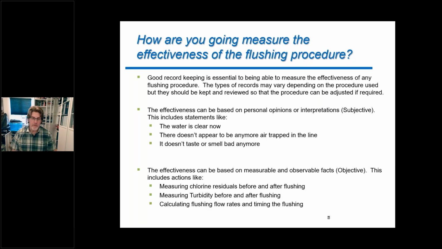What we would like to do is move into things where we're measuring, using instruments to help us collect actual data. It could be very easily, hey, there was no chlorine residual when I started flushing, and now the chlorine residual is 0.4 milligrams per liter, or whatever my target was. Perfect, I have flushed for long enough. Or my turbidity has gone down below 1, so my flushing must be complete. We can also look at calculating our flushing flow rates and timing the flushing if we have the right equipment, and we'll look at some of that equipment shortly.